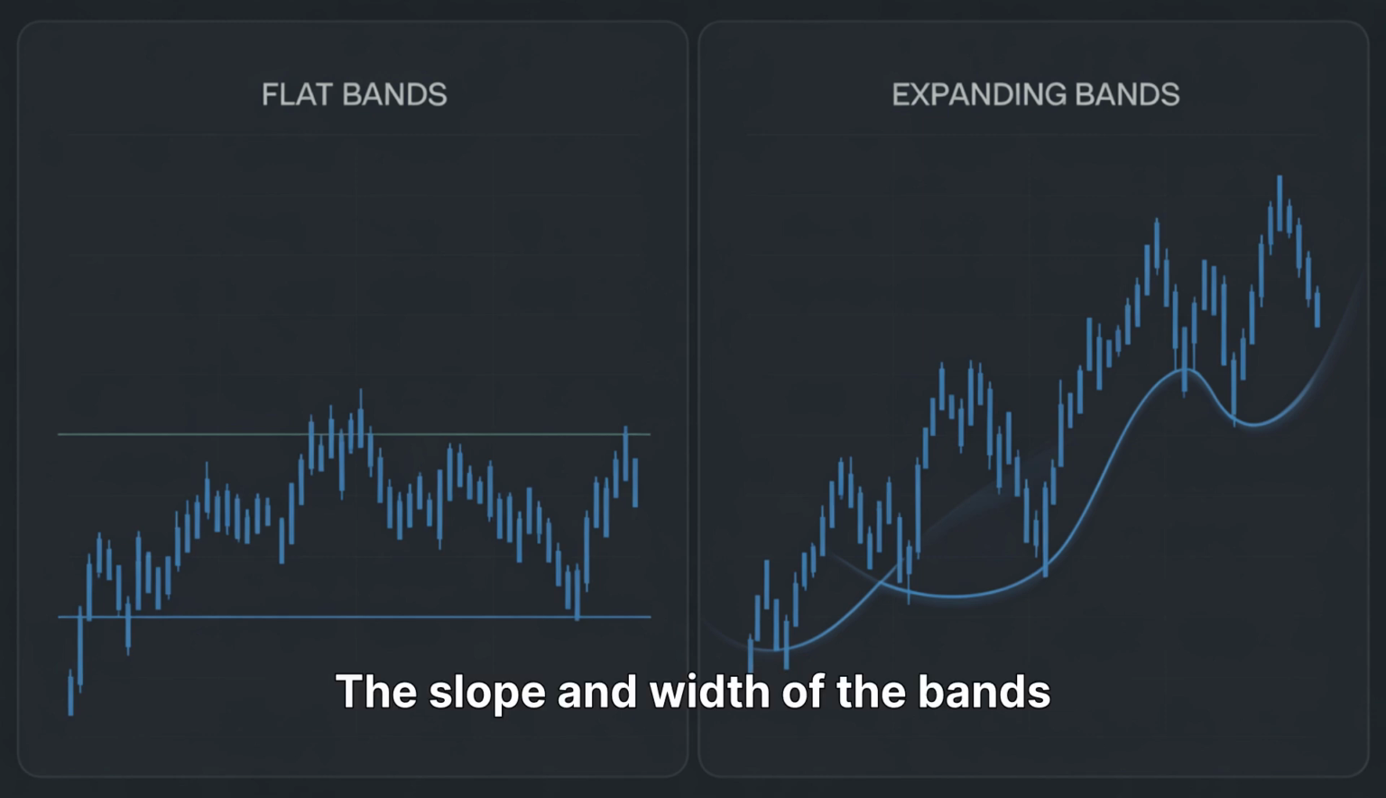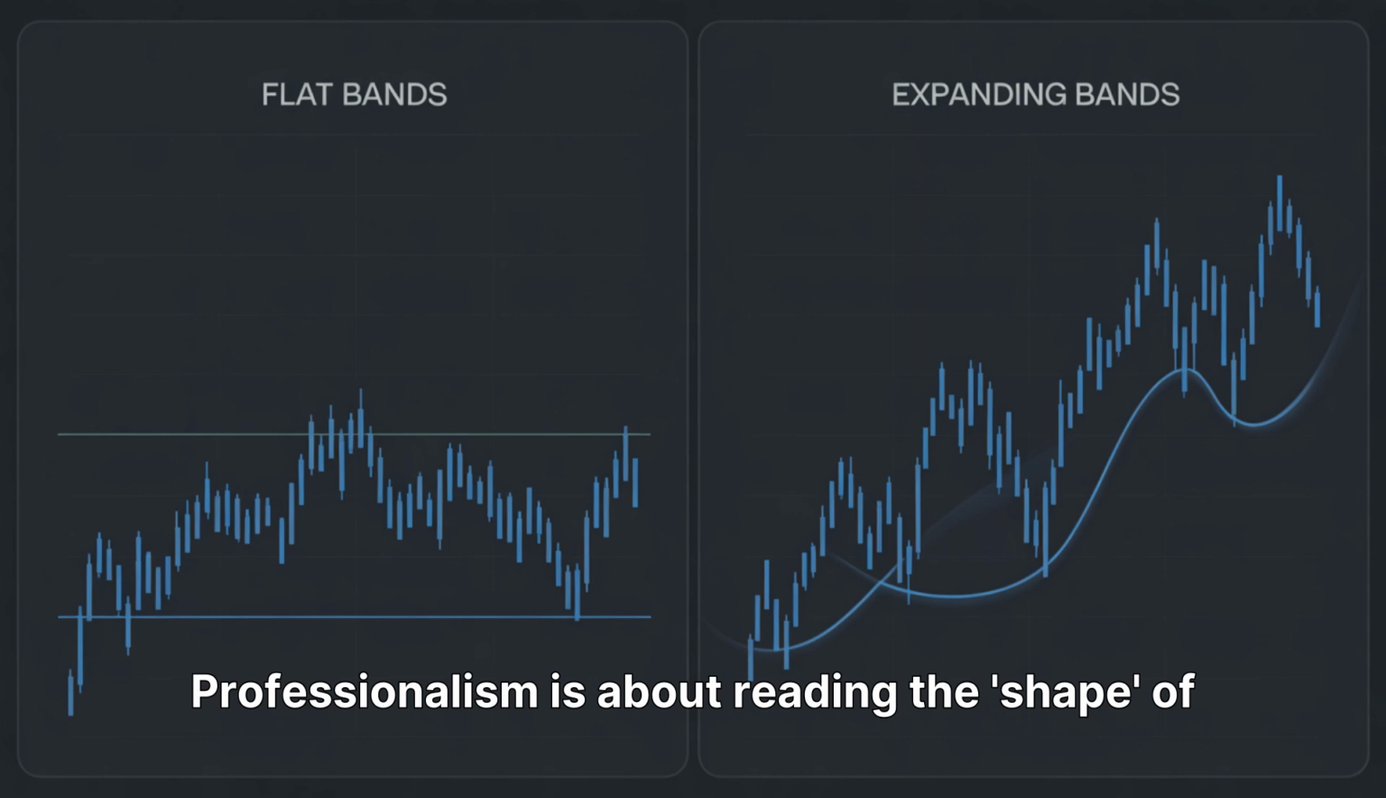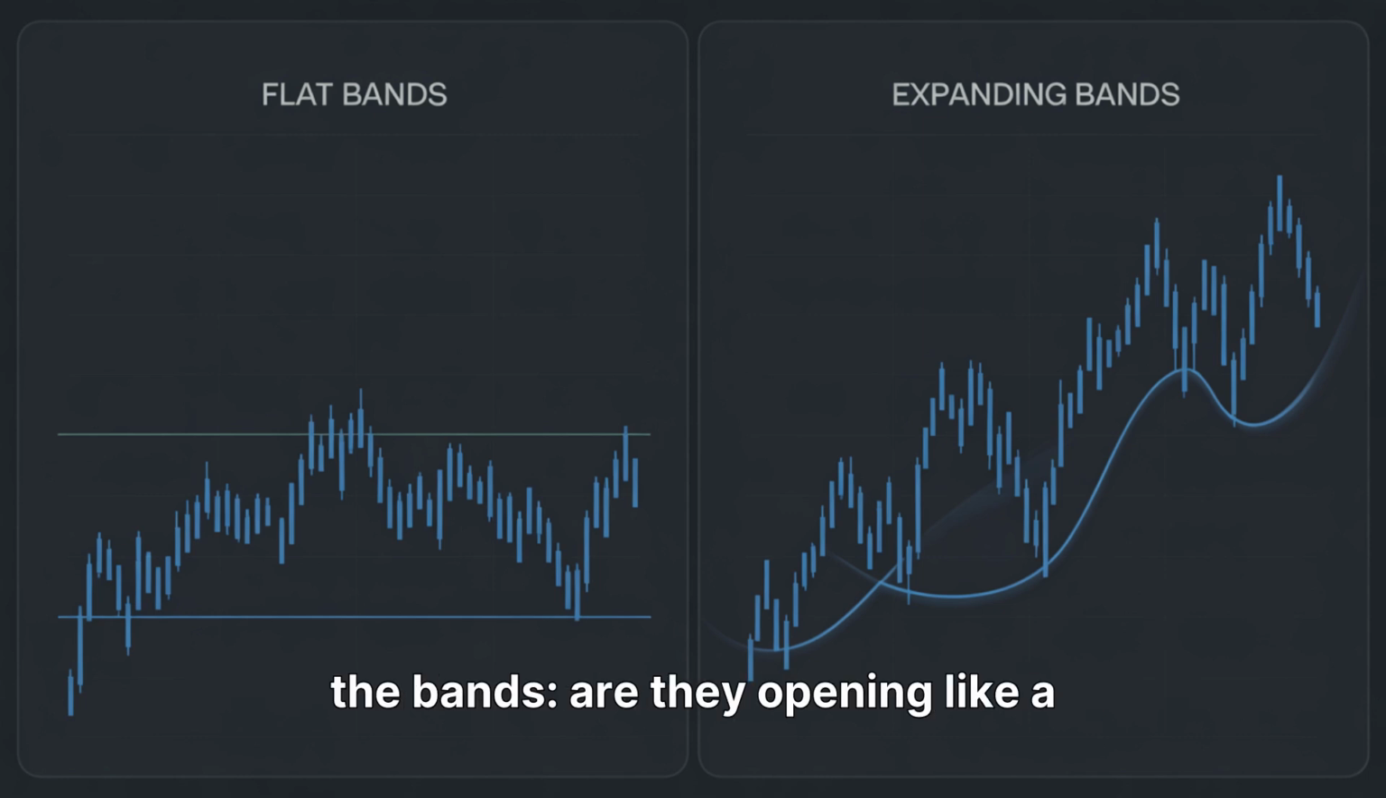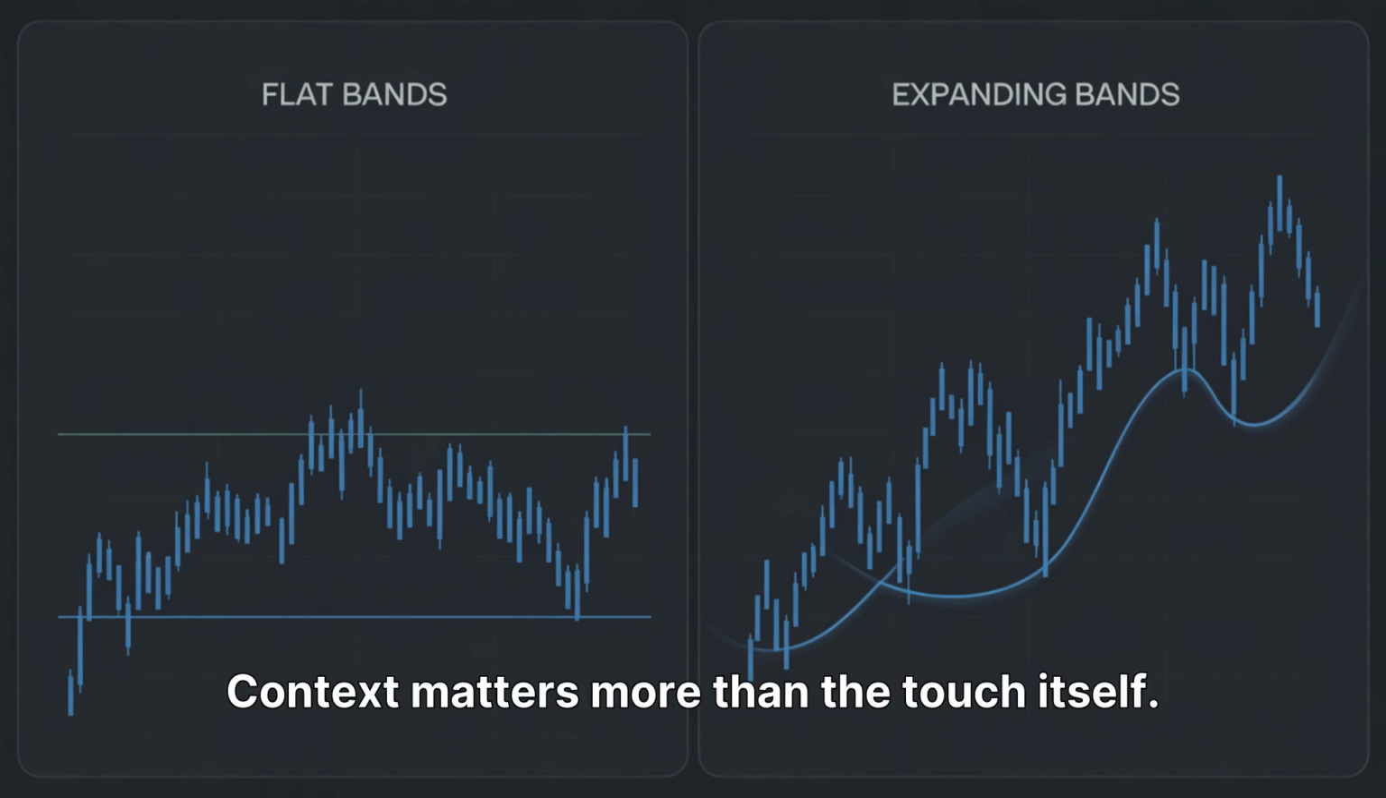The slope and width of the bands tell you more about the energy of the move than the price level itself. Professionalism is about reading the shape of volatility. Before you trade a touch, look at the bands. Are they opening like a jaw or are they closing? This visual cue tells you whether to expect a reversal or a continuation. Context matters more than the touch itself.